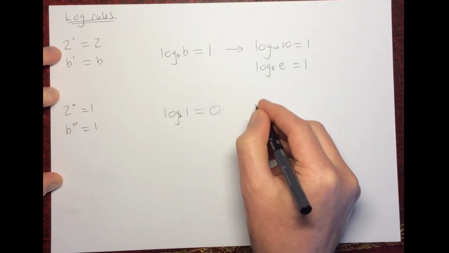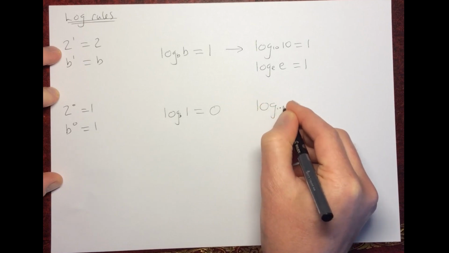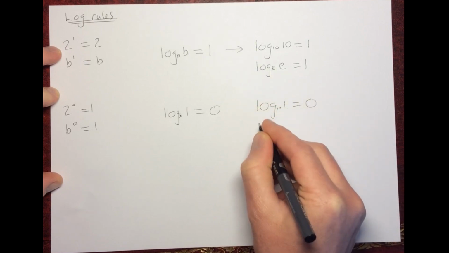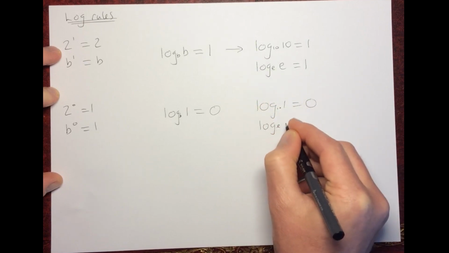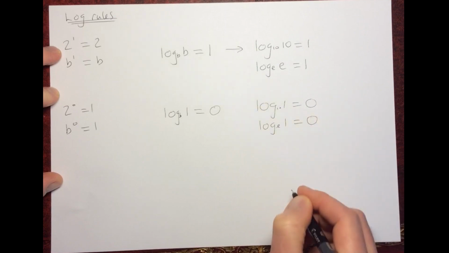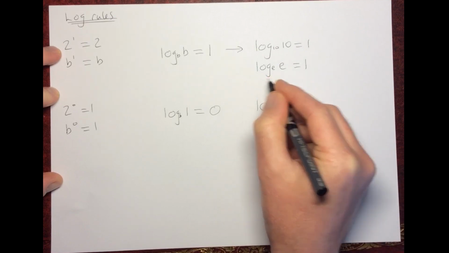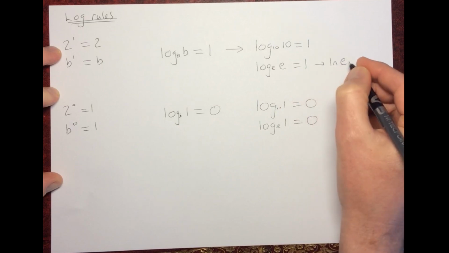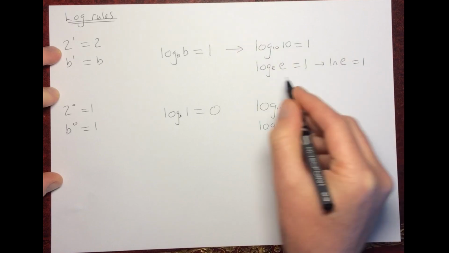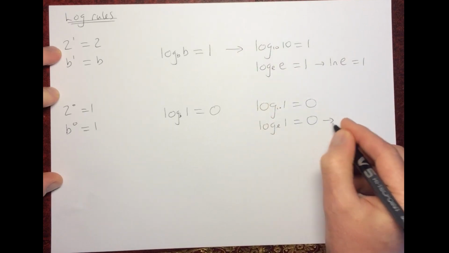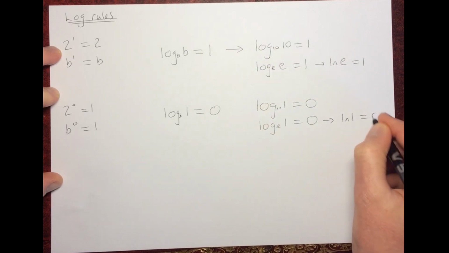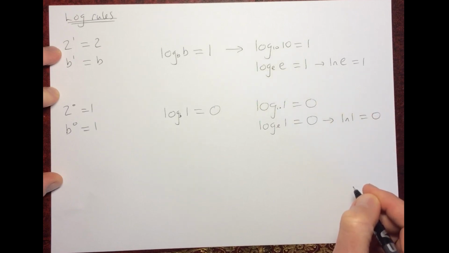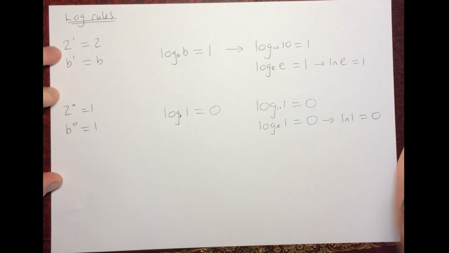So the same would be true here. If you do log to the base 10 of 1, you'll get 0. If you do log to the base e of 1, you get 0. Now remember, in both these cases, you could also write ln e, which would give you 1, because ln, remember, is log to the base e. Or here you could write ln of 1, which will give you 0. So these are general log rules.